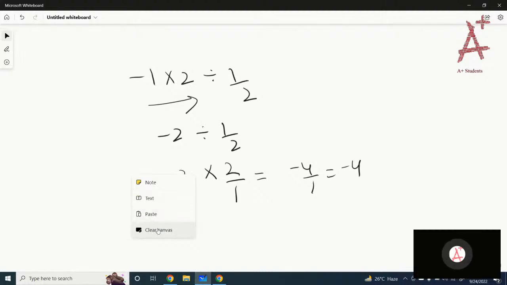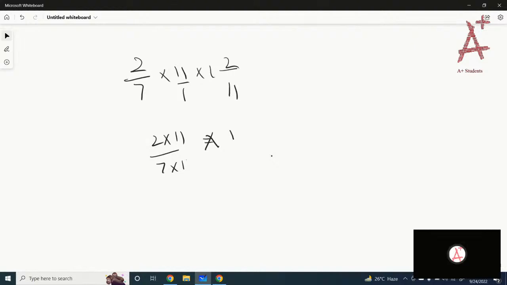Okay, the next one is 2 by 7 times 11 times 1 whole 2 by 11. So all of them are multiplication. So you have to start from left to right. So start multiplying the first two terms. Sorry, here you have 1 whole 2 by 11. So it would be 11 times 2 is 22 and 7 times 1 is 7.